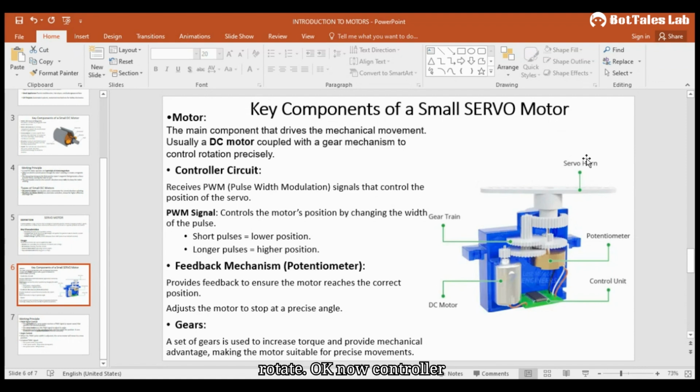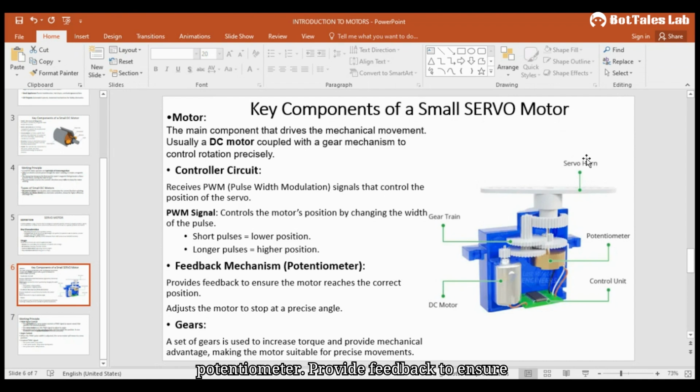Okay, now the controller. The controller receives a PWM signal that controls the position of the motor. So what is a PWM signal? A PWM signal is a type of signal by which we can control the speed of the motor according to our need, or you can say the angle of the motor. So basically our controller receives the PWM signal from a microcontroller, and according to that it will control our motor. It controls the motor position by changing the width of the pulse. So short pulse, lower position; long pulse, high position.